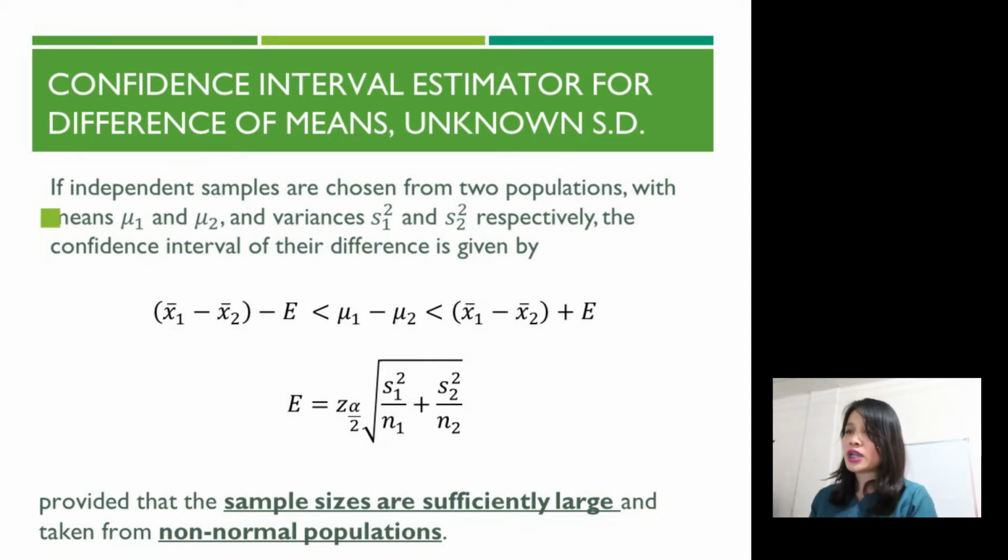Provided that the sample sizes are sufficiently large. And take note, they may be taken from non-normal populations. Okay, so hindi siya galing sa normal population, meaning it's not normally distributed. Provided that the sample sizes are sufficiently large, meaning it should be higher than 30. Okay, so how do we solve that?